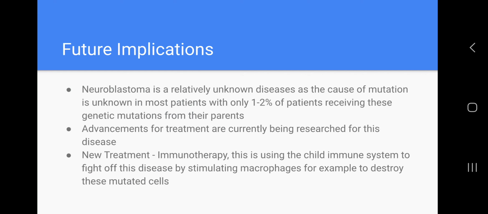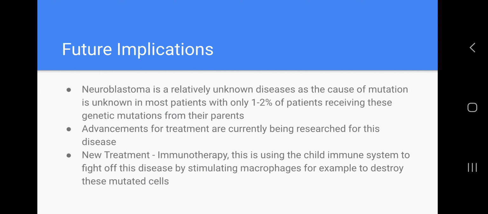So what are some future implications? Well, as I've said, neuroblastoma is relatively unknown. So the causes, like I said, are unknown. Only 1 to 2% of patients receive genetic mutations from their parents for specifically neuroblastoma. Advancements for treatment are currently being researched for this disease as it's unknown.